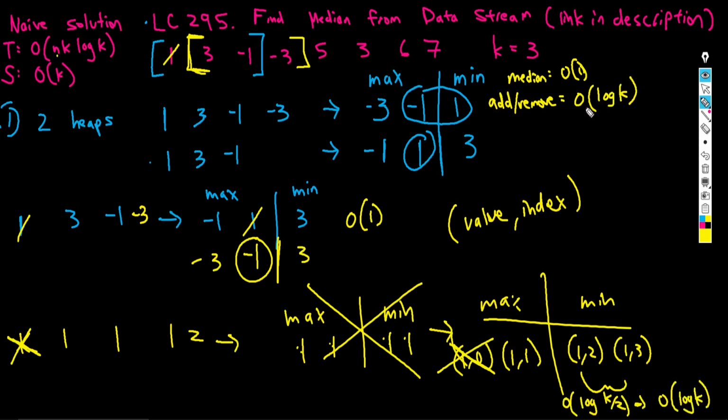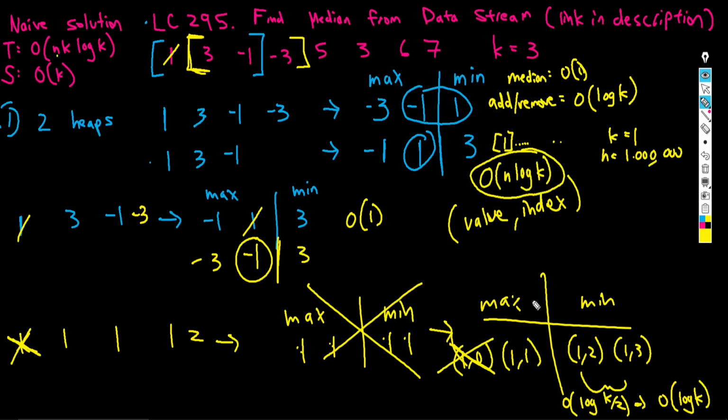And how many times do we need to add or remove elements? Well, an easy way to think about this is, let's say the input is 1 million elements and our sliding window is of size 1. So we need to add or remove basically n times, right? Let's say n is 1,000,000. So we need to do this n times approximately. That means our overall time complexity is O(n log k).